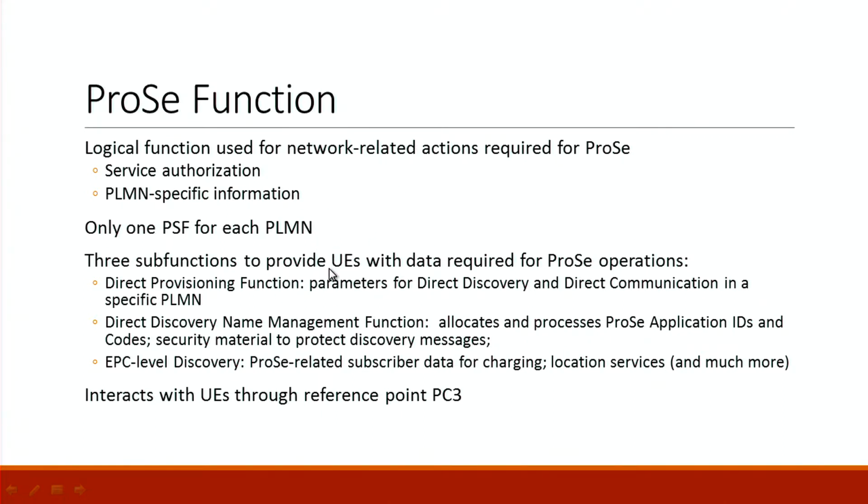What are the subfunctions? What are the operations of the PROSE function? It's there to provide parameters for the discovery and the communication. As I will describe in the coming up slides, the two steps of D2D communication are discovery, because you need to find out who in your neighborhood is enabled, who can communicate with you with D2D or V2X. So which vehicles around you are equipped with V2X.